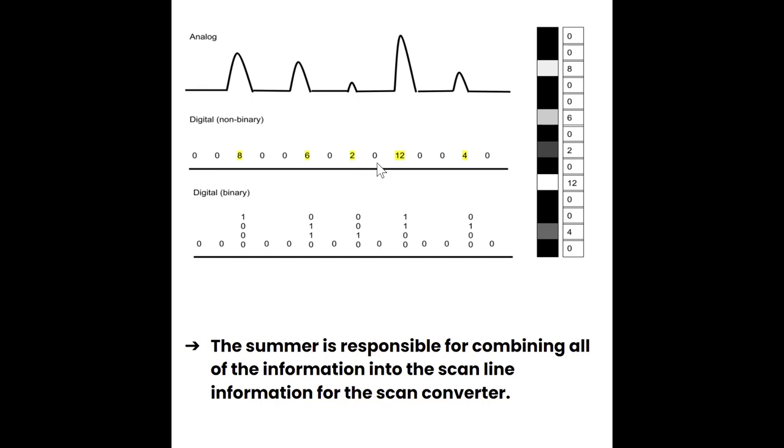That information then is mapped to the scan converter, and the machine will assign certain levels of black or gray or whatever in between to the values that have been created in the analog to digital converter. Right after the analog digital converter is something called the summer, and the summer is responsible for combining all that information into one scan line for the scan converter. So if this is one scan line, the summer has put it all together, letting the scan converter know that this is one scan line, so it can map it correctly to its memory.